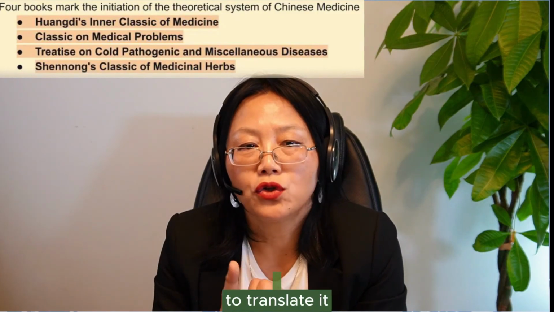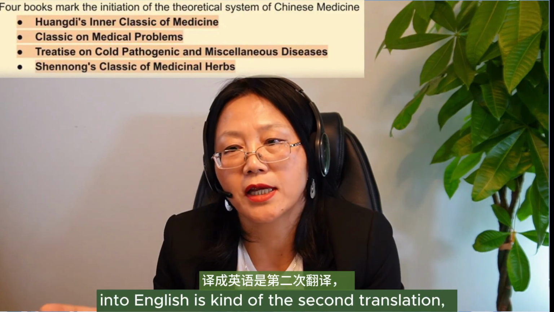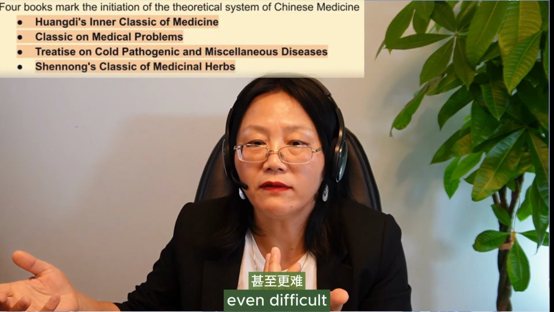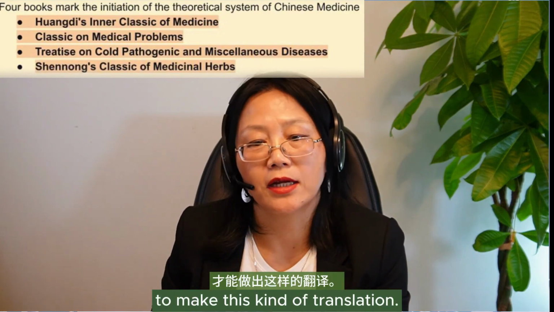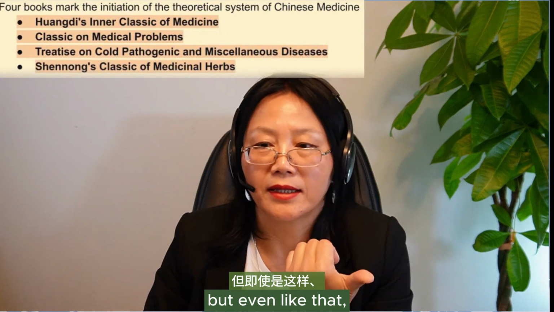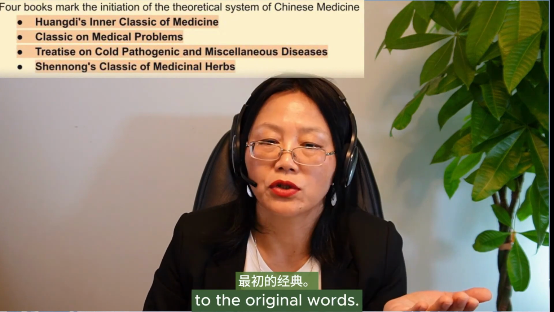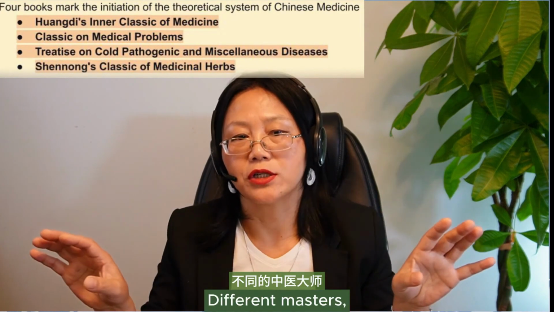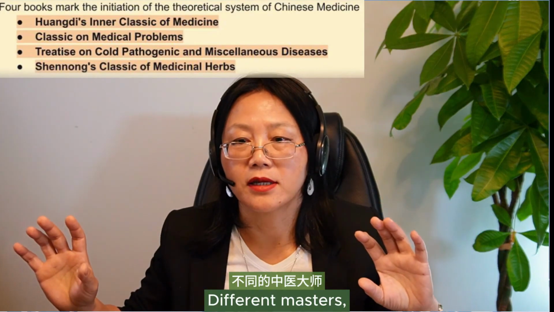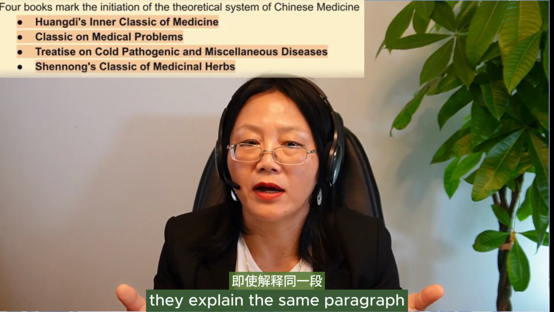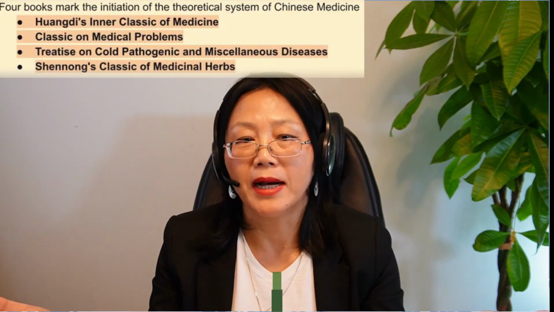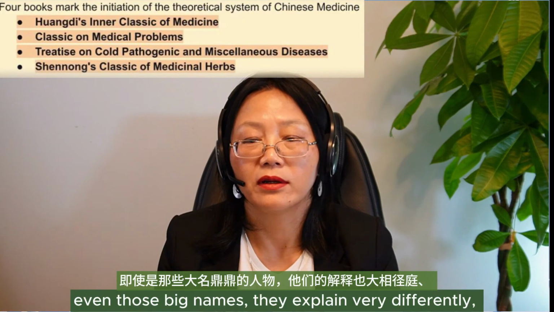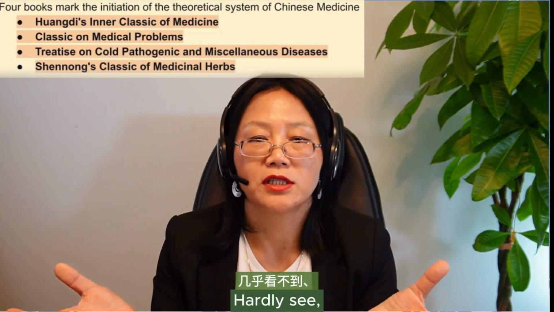Then from there, to translate it into English is kind of the second translation. Even more difficult. You have to understand TCM to make this kind of translation. But even like that, we still go back to the original words. There are several branches, different masters. They explain the same paragraph, the same concepts, in different ways. Even those masters explain it very differently. That's the character of learning TCM.